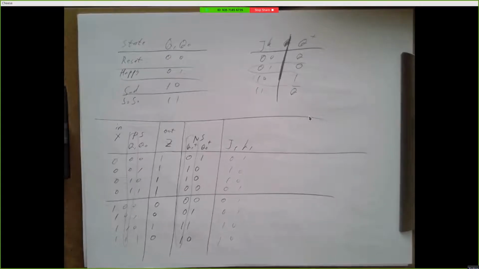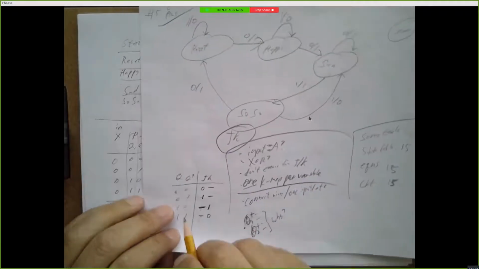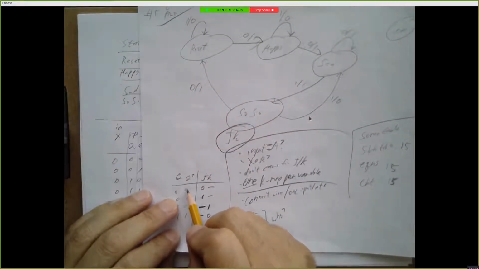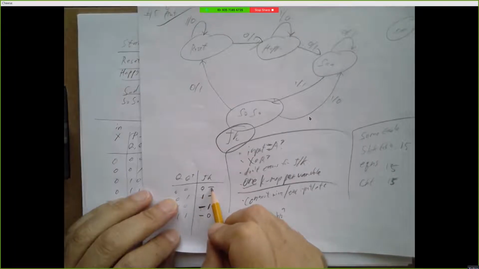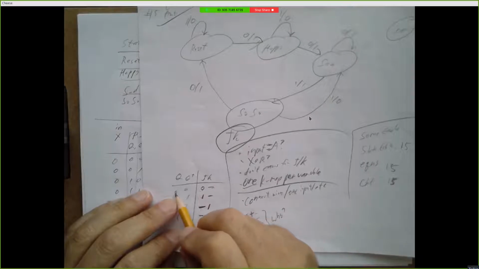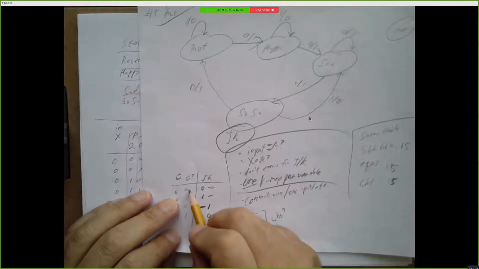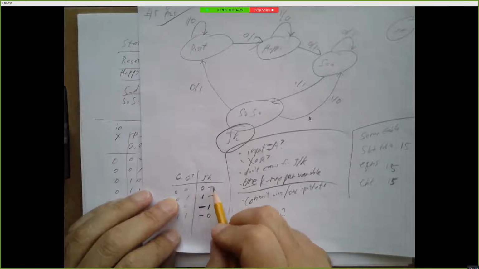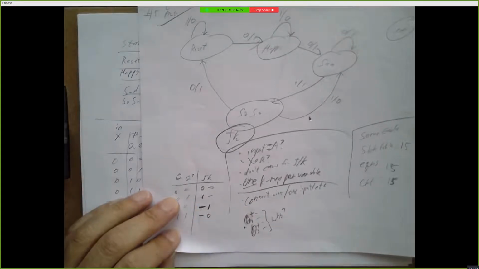Because remember, when we have JK flip-flops, if we want to change from a 0 to a 0, yeah, we could say 0, 1, but we could also say 0, 0. Because a 0, 0 on J and K says don't change the flip-flop. And since the flip-flop's already at a 0, if we set JK to 0, 0, it'll stay at a 0. If we set JK to 0, 1, it will force the output to 0. In both cases, the output is 0.